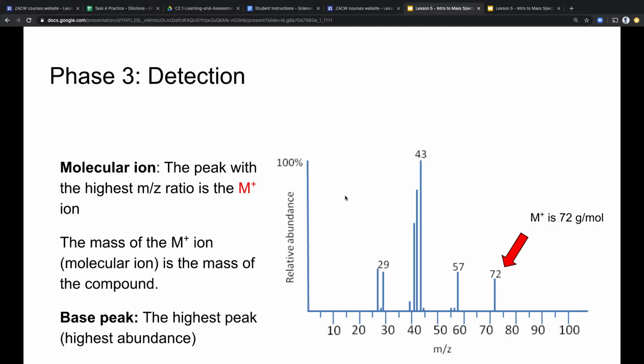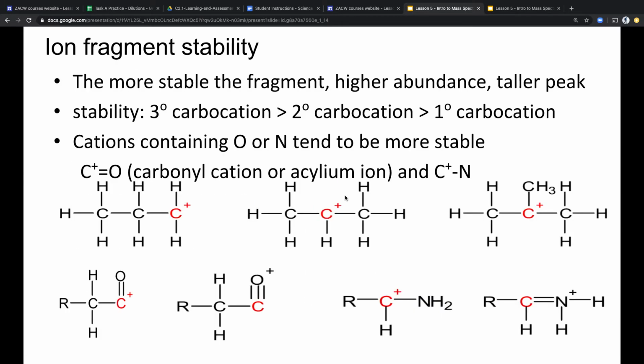That tells us, because the most abundant peak has a mass of 43, it's probably the most stable fragment. Remember, the more stable the fragment is, the longer it's going to exist before shattering into smaller pieces. So if it's really stable, we're going to see a lot more of it. So that tells us something about the structure: the fragment with a mass of 43 is particularly stable. Cool. So let's look at ion fragment stability. Like I just said, the more stable the fragment, the higher the abundance of it will be on our spectrum, and that's represented by a taller peak on the spectrum.